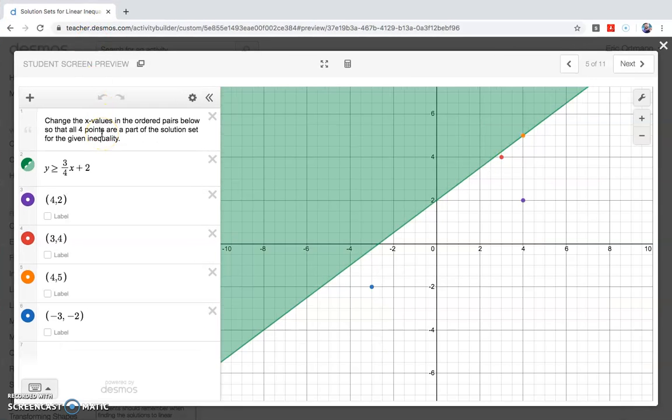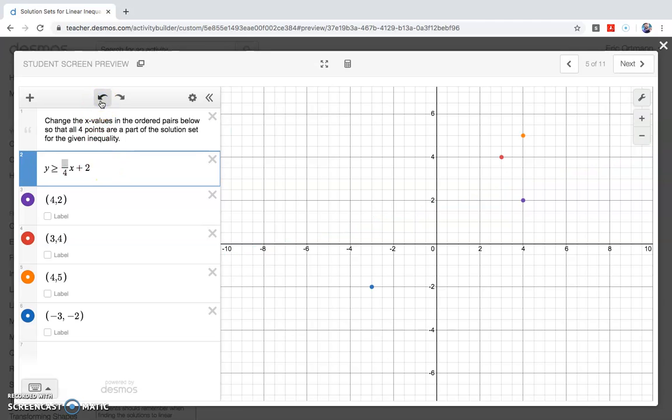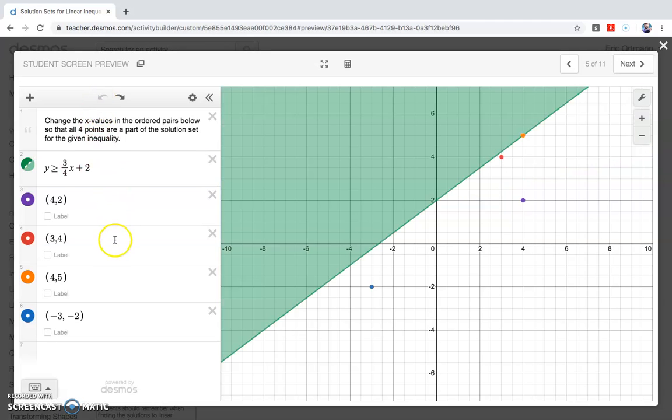So after you watch this video, you're going to click Next in Desmos, and on the screen you're going to see something that says change the x values in the ordered pairs below so that all 4 points are part of the solution set for the given inequality. Anytime you see something like this in Desmos, you can change anything you want. I don't want you to do that because we want the problem to stay the same, but it does say change the x values in the ordered pairs.